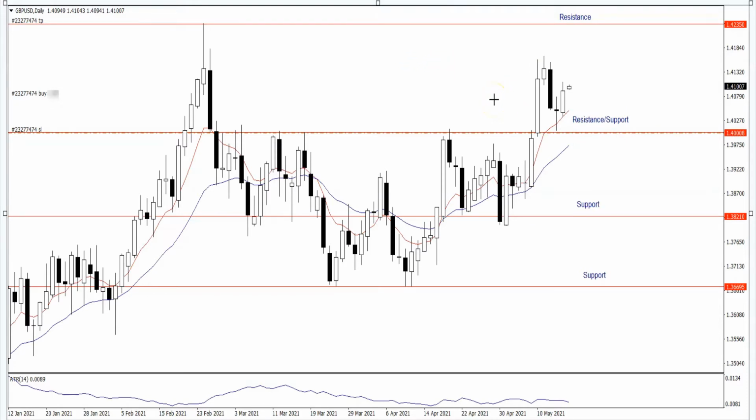It's looking fine. It's just a matter of wait and see whether this area here continues to act as support. And if it does, then of course that will expose our take profit of 142.350.